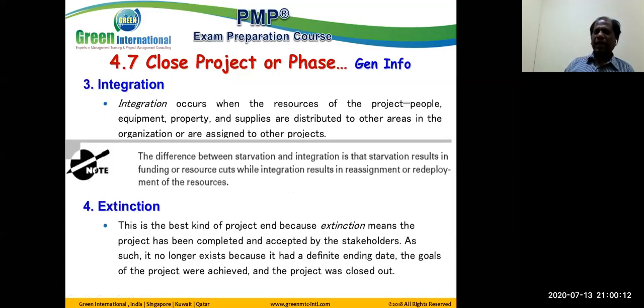The third one is integration. In order to explain this type of ending, for example, say one of the developers was doing 4 projects: 2 commercial office complexes and 2 residential complexes.